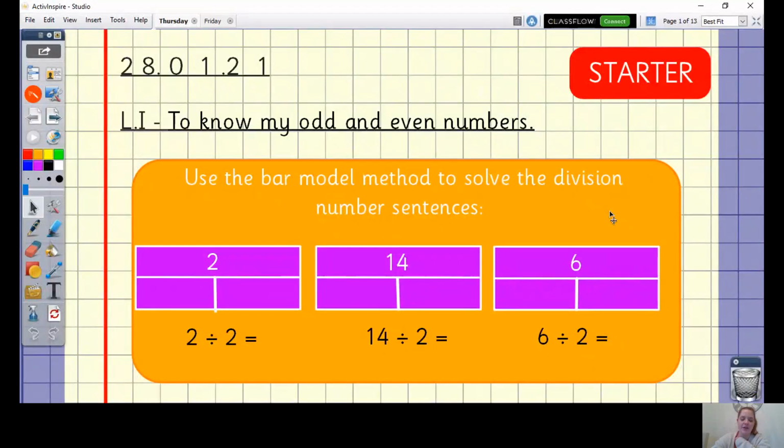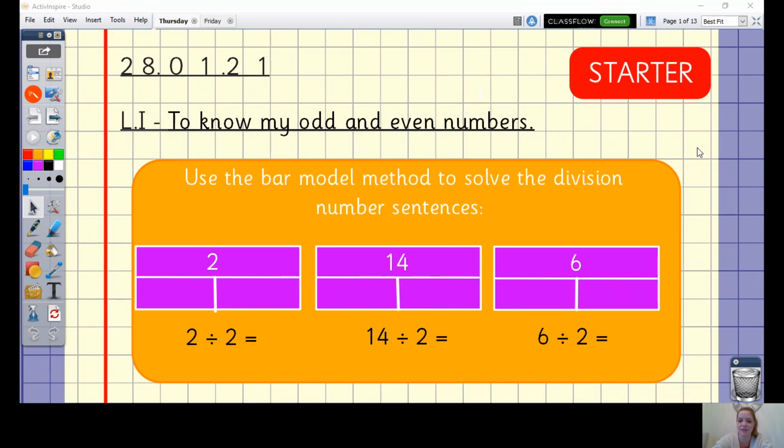Okay, here we are. So just to warm up our brains this morning, we're going to look at these bar models to help us to solve some division number sentences. I'd like you to use the 3 bar models to help you to solve these 3 division number sentences. So we have 2 divided by 2, 14 divided by 2, and 6 divided by 2. Using that knowledge from last lesson to help you to either share or to group those amounts into 2 groups or into groups of 2, use the bar model to try and find the answers to each of those division number sentences.